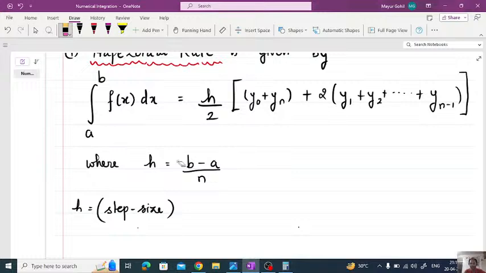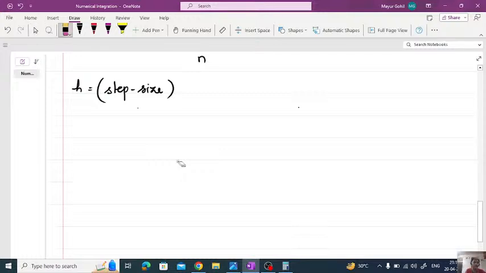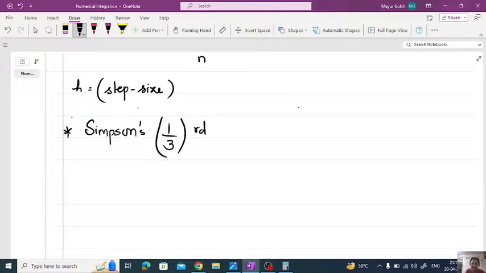I'll show you how it will work. Let me give you the next formula, because sometimes there are tricks to get the answer also, and I'll tell you what to do in that case. The next is Simpson's 1/3 rule.